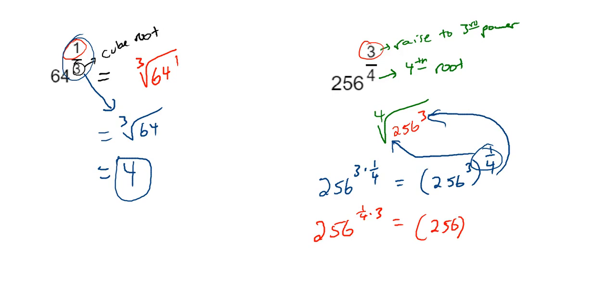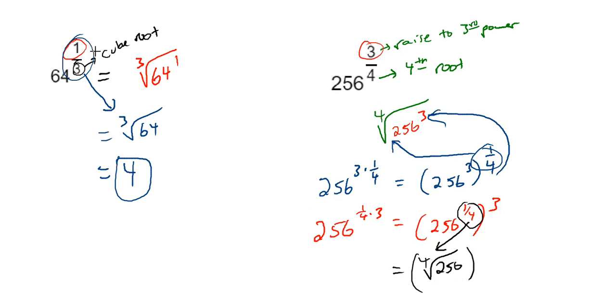Whoops, I'm just rewriting the same thing twice. Let me change that. So it'll be this way. We'll apply the 1/4 power first, and then we'll raise it to the third power. Now doing it this way, the radical gets applied first. So it'll be a fourth root of 256, because a 1/4 power is a fourth root.